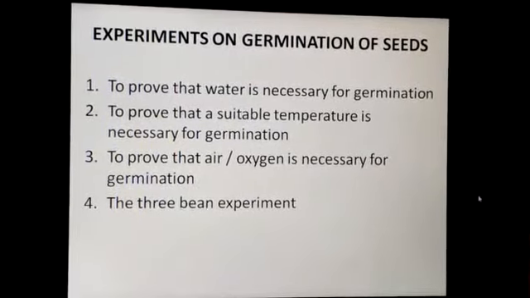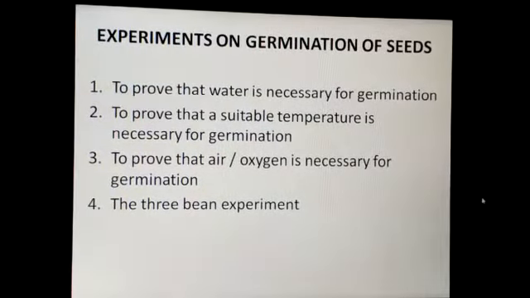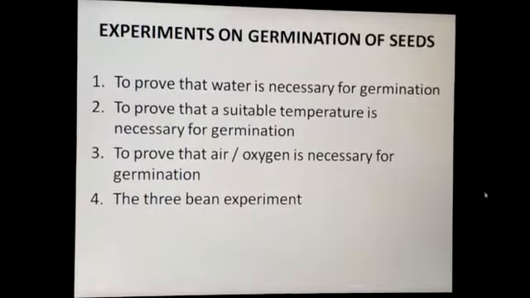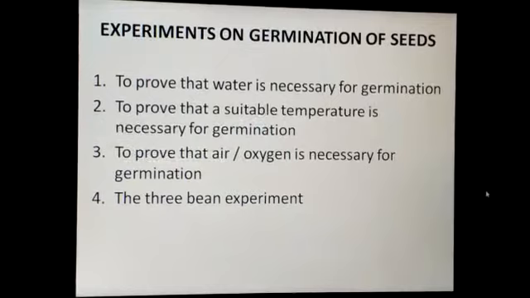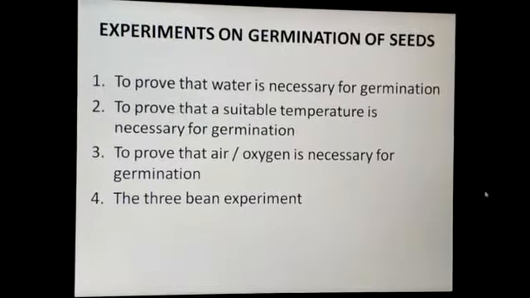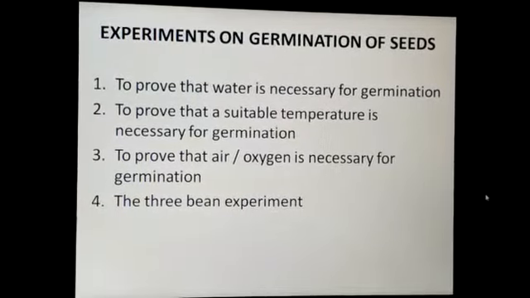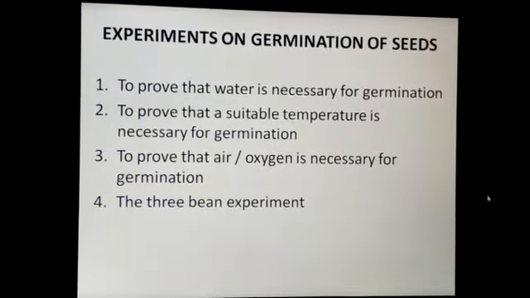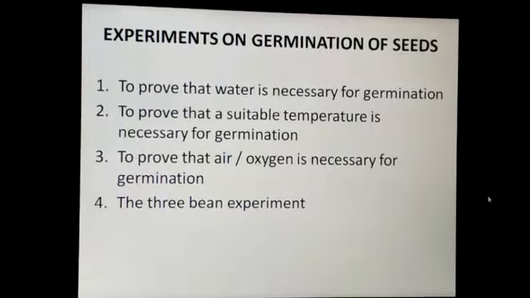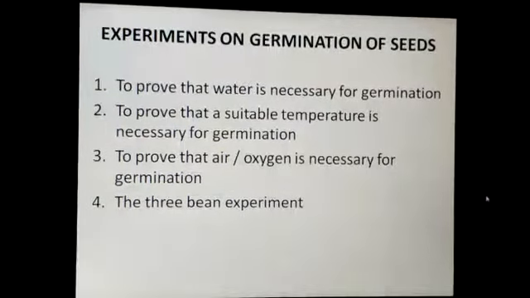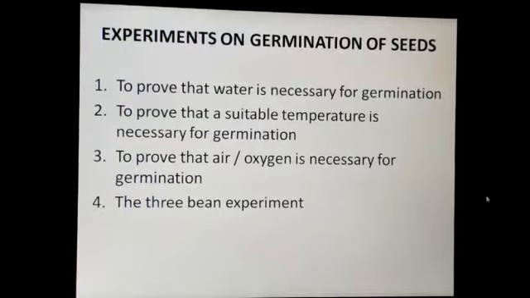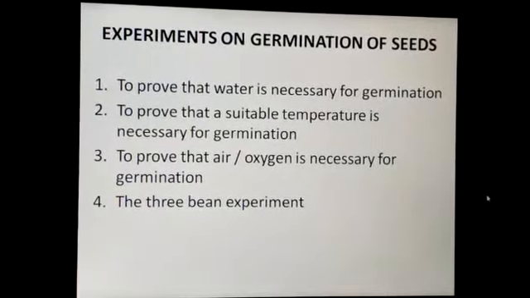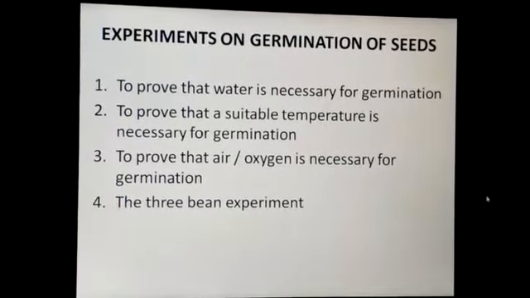Now we go to the experiments on germination of seeds. There are 4 experiments which are discussed in your book. We will discuss each one of them in the videos. The first is to prove that water is necessary for germination. Second experiment is to prove that a suitable temperature is required for germination. Third, to prove that air or oxygen is necessary for germination. And the last experiment is the 3-bean experiment.